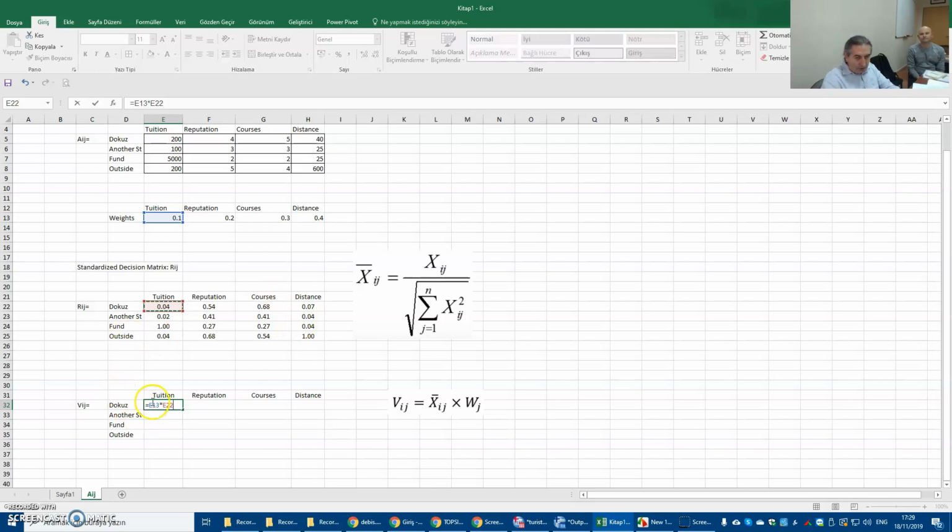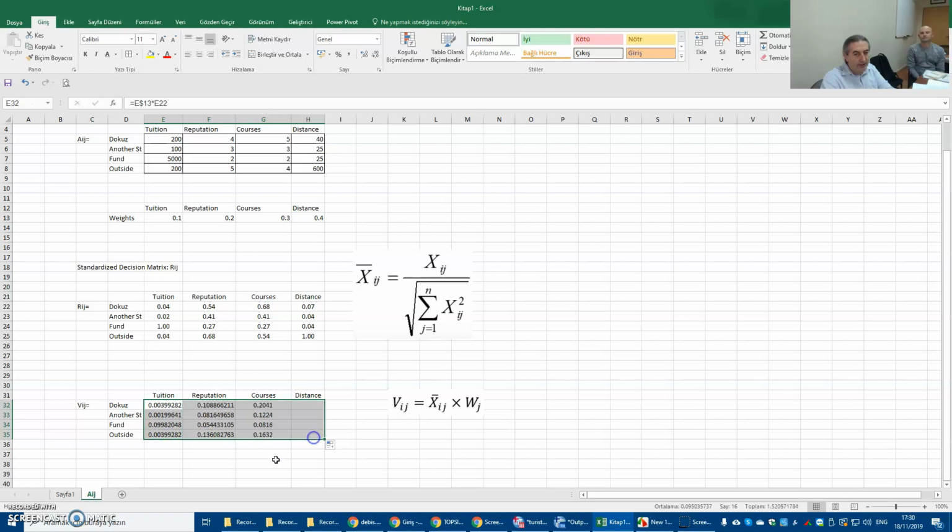But the weight should be located as an absolute reference by pressing F4. E can be changed, okay. So press enter and copy the formula up to here. So the last one is still multiplied by this one, it's the weight. So the final one is copy down to the right side with some simple steps.